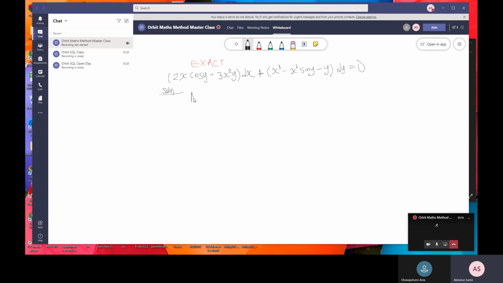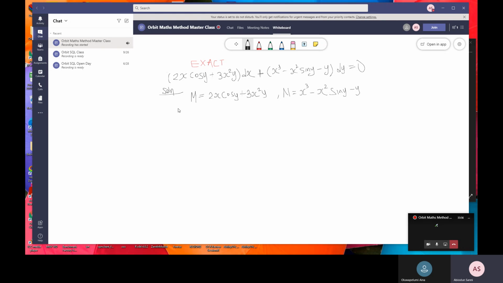So we take M to be the one with the dx. So our M is going to be 2x cos y plus 3x squared y. Then our N is going to be x cubed minus x squared sin y minus y.